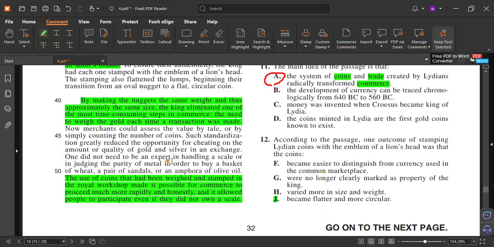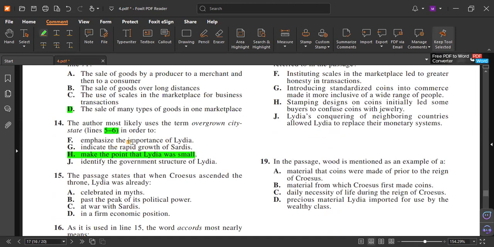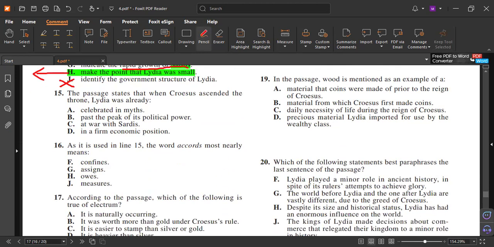So when you read the ideas, go and find any idea not mentioned. Are we talking about the importance of Lydia, the rapid growth of Sardis, or about it being small, little more? We're not talking about that, so it's out of content. Now, did he mention the rapid growth of Sardis, or is it about the size of the kingdom? Yeah. So that's why we focus on the size of it. Overgrown. What is number 15? 15 is D. Correct. 16. 16 F. 16, it's G.